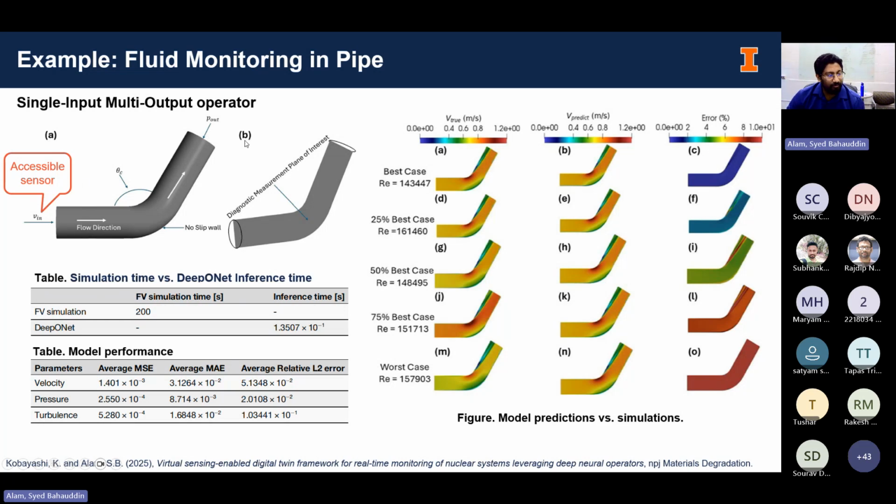The way we expanded it is that we have a single input but multiple outputs. In the trunk, we added 3 layers to get 3 parameters that are not captured by the sensors, meaning unmeasurable parameters like the velocity. We did this in ANSYS, a commercial one, and the finite volume simulation took around 200 seconds, while the inference time was an order of magnitude lower.